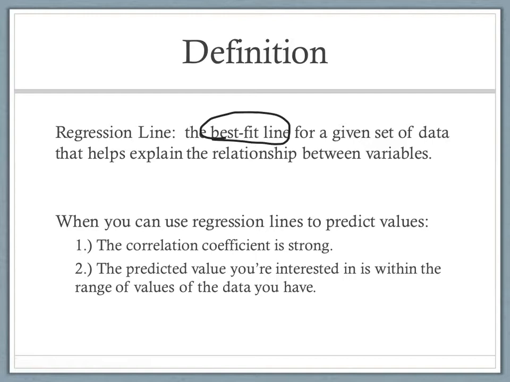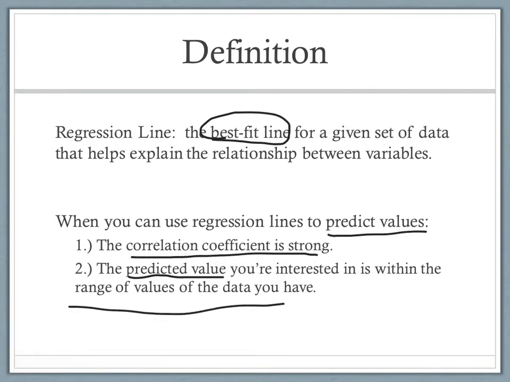So you might want to write that down, because sometimes they'll refer to it as both the regression line or the line of best fit. Okay, and we can actually use this regression line to predict values. But in order to do that, we have to make sure that we have a strong correlation, and also that when we're predicting values, it makes sense and is within the range of our values that we actually had our data from. And that'll make more sense when we do an example.